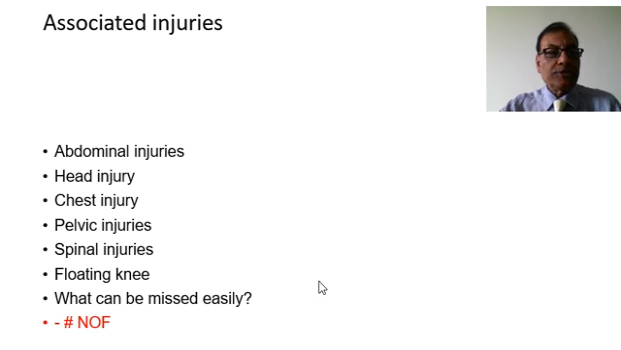What could be the associated injury? Because it is a high velocity injury, it could be associated with several injuries from other parts of the body. Say, for example, abdominal injuries, head injury, chest injury, pelvic injuries, spinal injuries, and there is a condition which is called floating knee. It is fracture at the lower third of femur along with the fracture of the upper third of the tibia. It means knee is floating, means hardly any stability. Don't forget fracture neck of the femur, which can easily be missed.